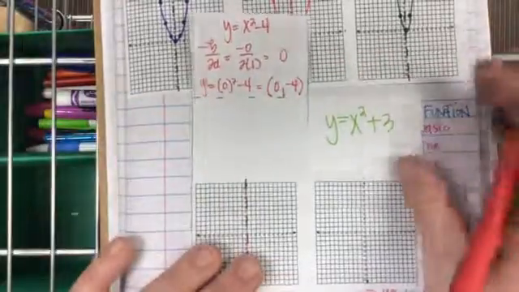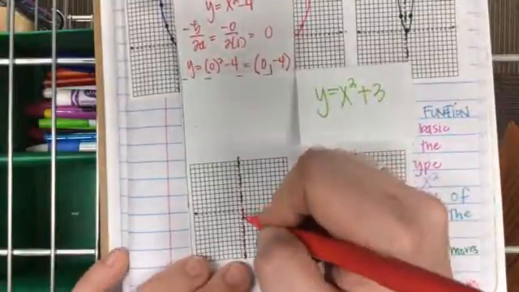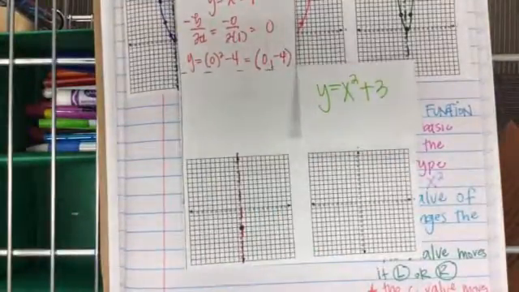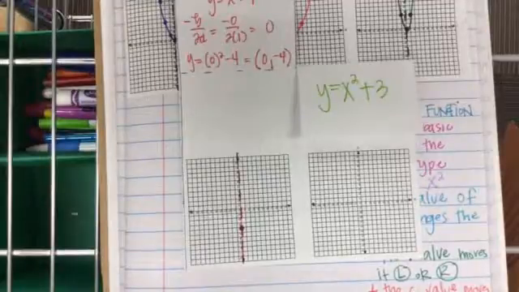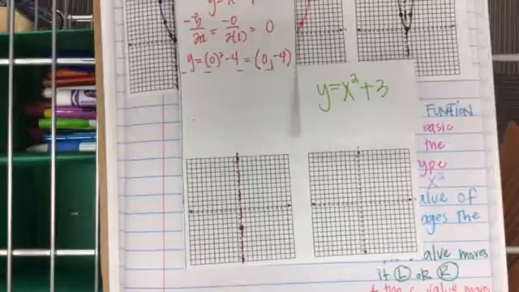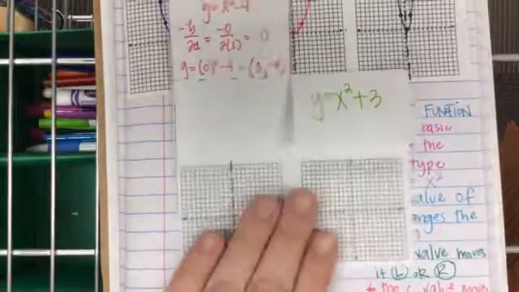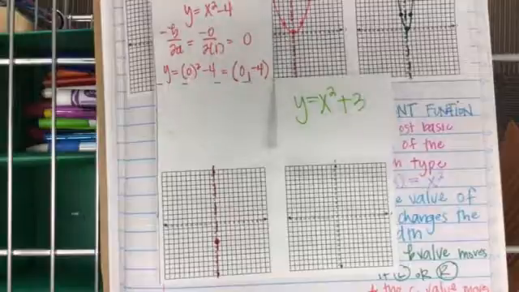Did you guys run into a problem or a new thing? Every other problem we've done had an axis of symmetry of 0. Does this have an axis of symmetry of 0? Every other problem we did had a vertex at 0, 0. Is this vertex at 0, 0? No, this vertex is 0, negative 4.